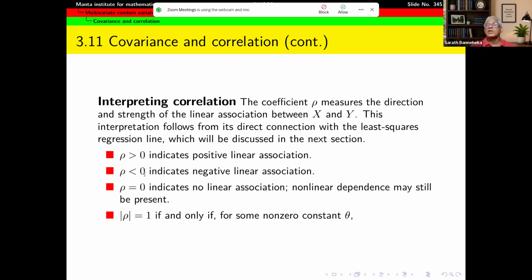In this case, rho less than 0 indicates the possible values of X and Y, pairs of X and Y, if you consider them as points, will be around a straight line with a negative slope. But rho equal to 1 indicates that those possible values of X and Y are exactly on a straight line. Right? If rho is equal to positive 1, they are on a straight line with a positive slope. If rho is equal to negative 1, that indicates XY points are on a straight line with a negative slope.